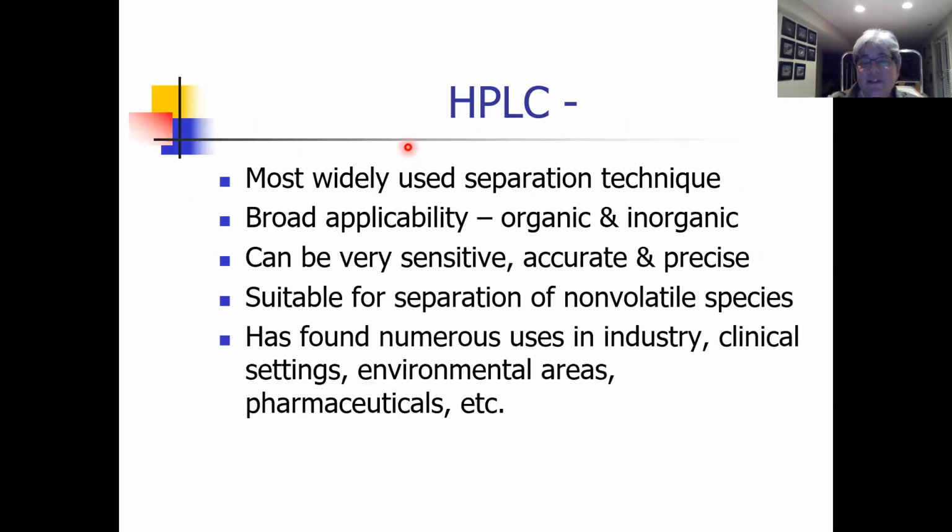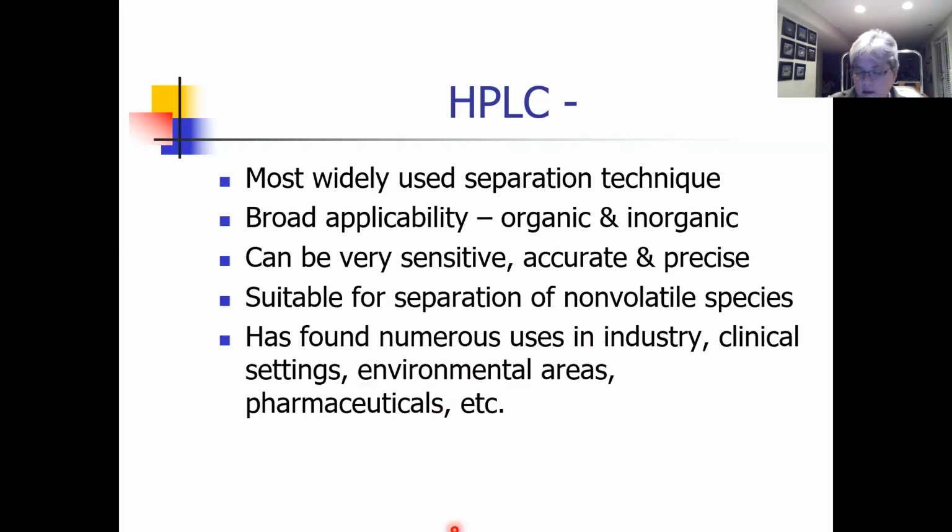This method is actually the most widely used separation technique. It is more common than GC, and that's because you can use it for more materials. Remember, for GC, we have to get my analyte into the gas phase. In LC, we don't. And there's lots of things that don't easily go into the gas. So this works good for non-volatile species. It's a sensitive and accurate and precise method, and it's used in all kinds of areas to separate materials.